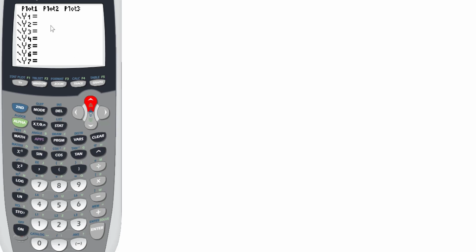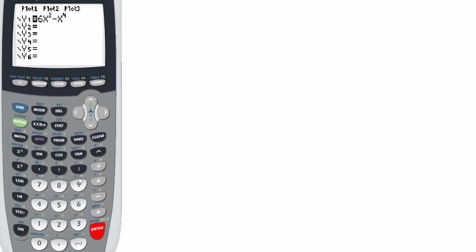Okay. All right. Make sure your plots are off as well. That's an important thing. So none of those should be highlighted. If they are, just hit the enter button and unhighlight them, and then we're good to go. All right, so let's type in our equation, 6x squared minus x to the fourth. Okay, and then hit enter.